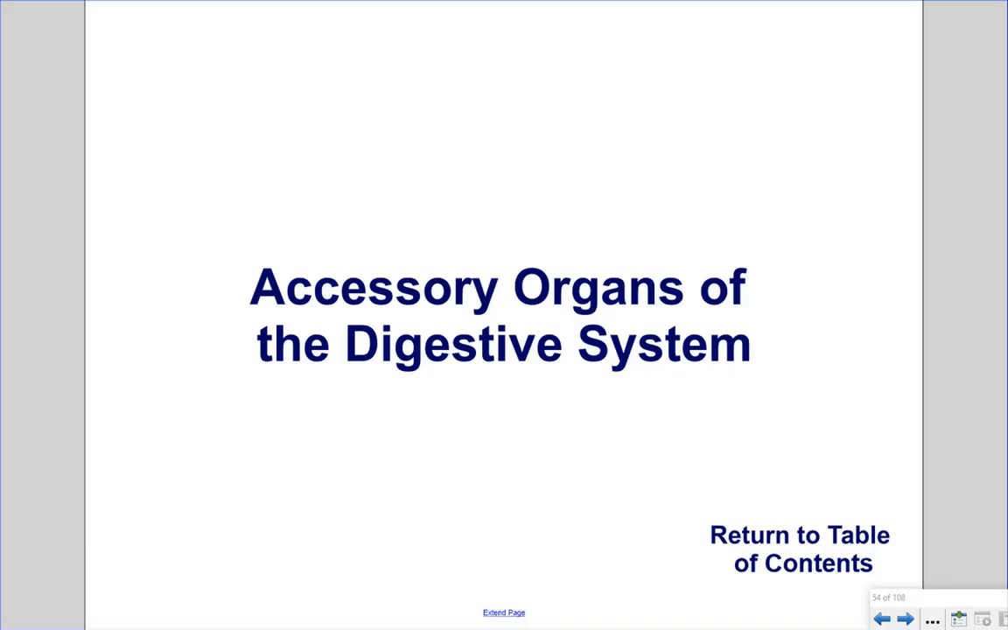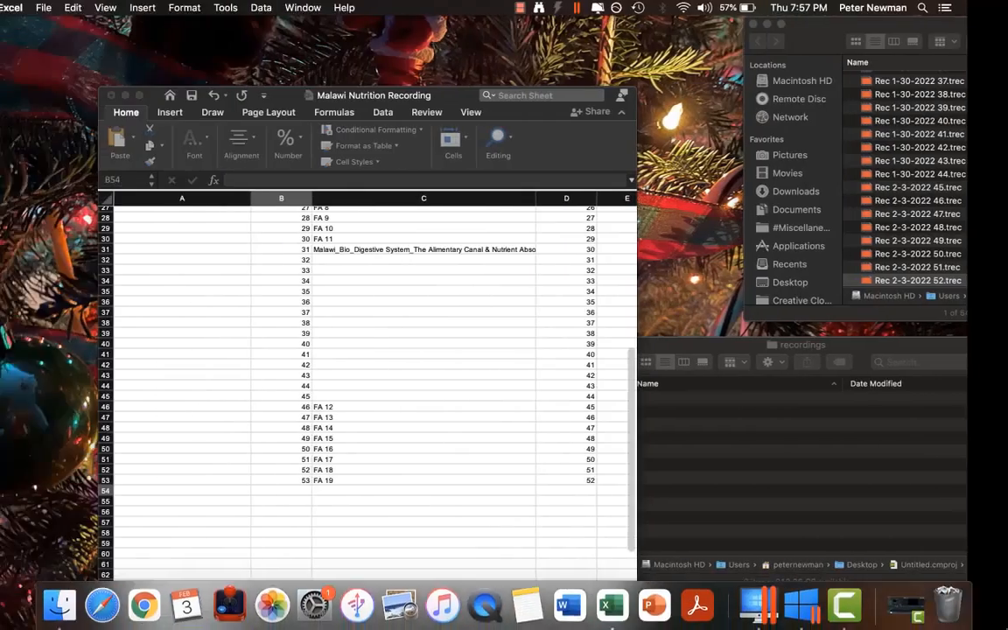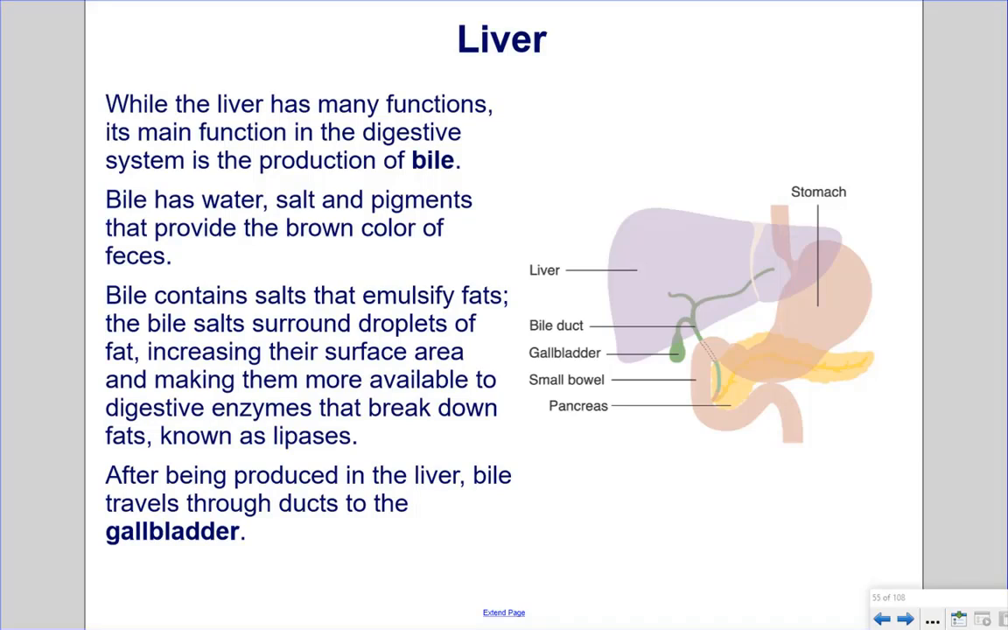Accessory organs of the digestive system. Liver. While the liver has many functions, its main function in the digestive system is the production of bile.